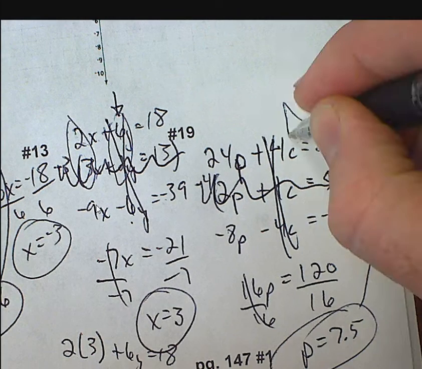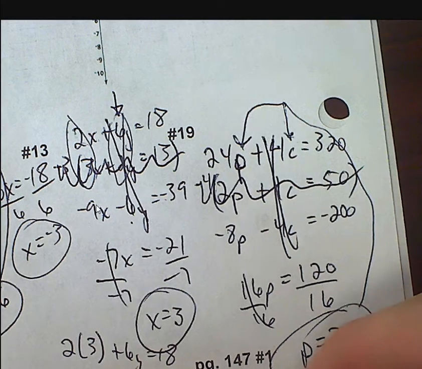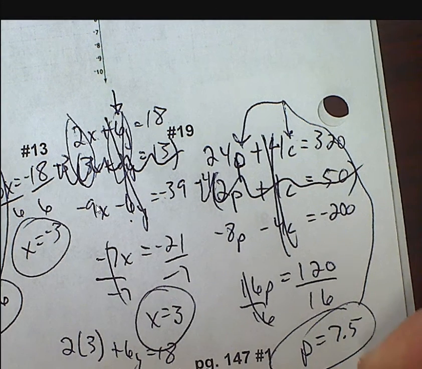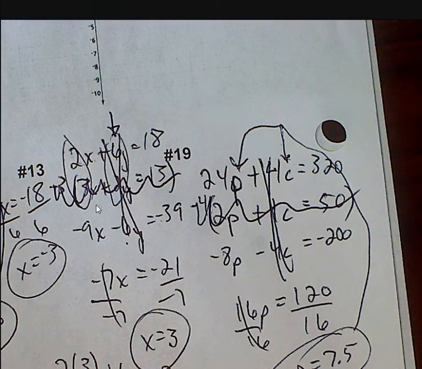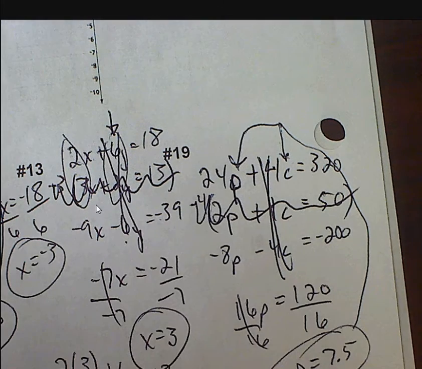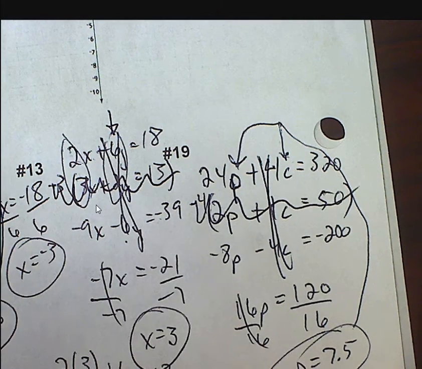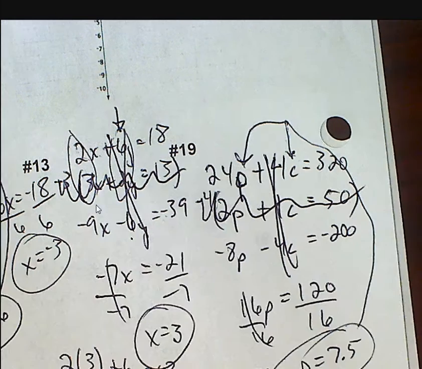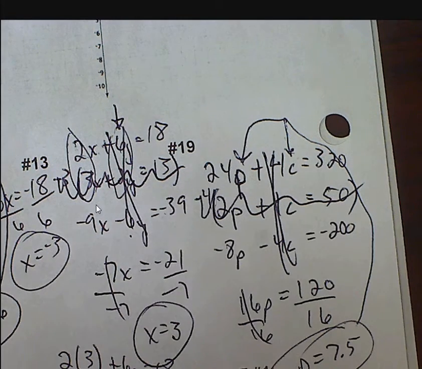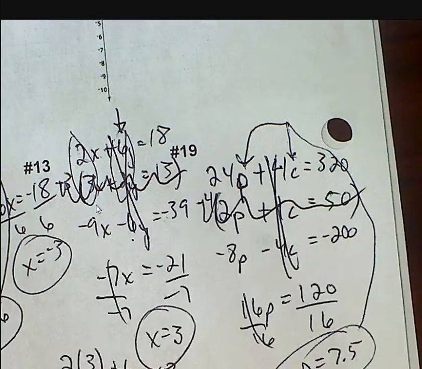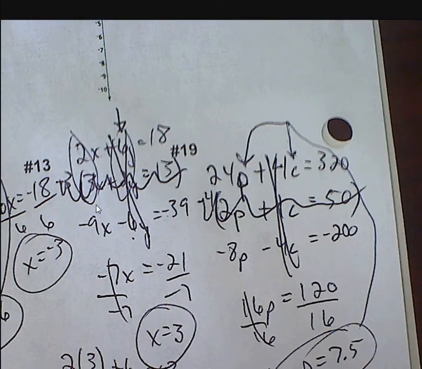I go ahead and plug this into my P. So 24 times 7.5 plus 4C equals 320. 24 times 7.5 gives me 180. 320 minus 180 gives me 140. So 4C equals 140. Divide by 4. I get 35. So that would give me 35 cartridges.